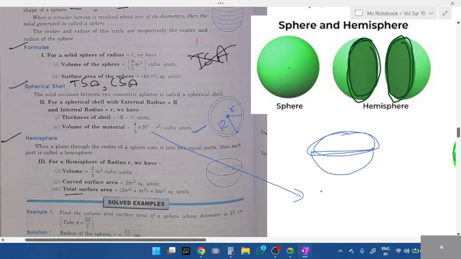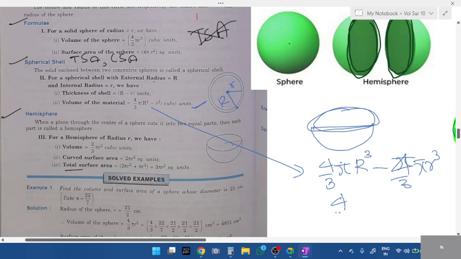What's the volume of a sphere, students? 4 by 3. All of you respond. 4 by 3 pi R cube. Minus the smaller one. What is the smaller one? 4 by 3 pi small r cube. What is common here? 4 by 3 pi is common. Remainder is R cube minus small r cube.